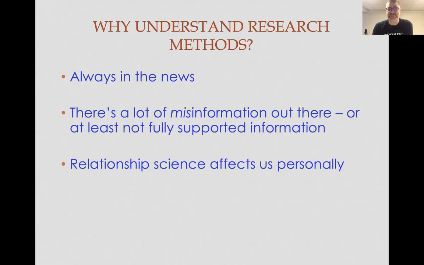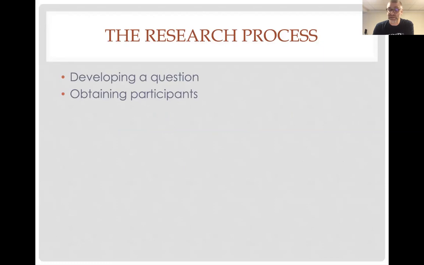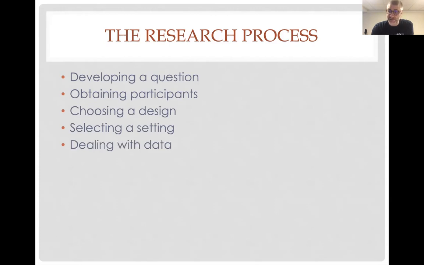So there's several other reasons why it's really important to understand research methods. We'll dive into more of them, and I can share those with you. But these are the big ones, right? So today we're going to talk about a few things in the research process. First, we're probably going to talk today only about developing a question, and we're going to consider the way we obtain participants to answer a question. Then, early next week, I'll post another episode about choosing a design, selecting a setting, dealing with data, and some ethical issues as they relate to relationship science. Okay. But today we're going to focus on developing a question and obtaining participants.